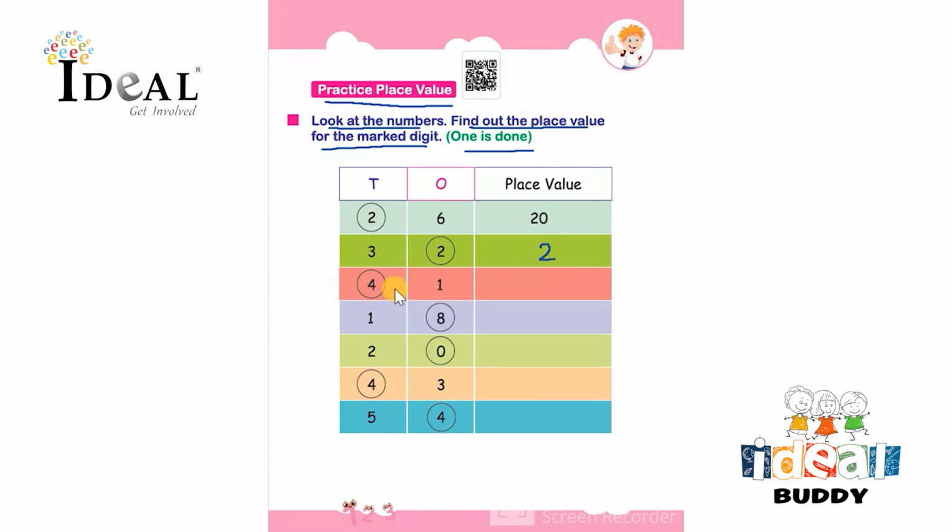In 41, the place value of 4 would be 40 as 4 is at the tens place. In 18, the place value of 8 would be 8 as 8 is at the ones place. In 20, the place value of 0 would be 0. So whether it is at tens place or at ones place, the place value of 0 would always be 0. Now here in 43, the place value of 4 would be 40 as 4 is at the tens place. And in 54, the place value of 4 would be 4 as 4 is at the ones place over here.